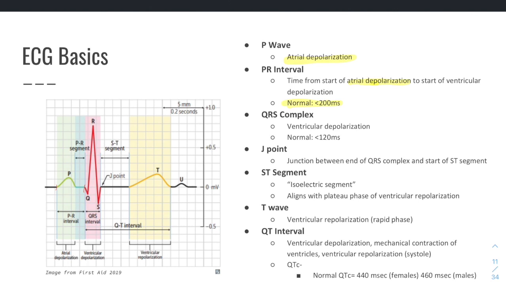Less than 200 milliseconds, and that's showing that there's a normal conductance from the SA node into the AV node, and a normal delay of passage of electrical activity into the AV node and down the bundle of His before we hit the ventricles. Which brings us to our QRS complex, which symbolizes our ventricular depolarization, which is going to allow for our ventricular contraction. The normal duration there is less than 120 milliseconds.